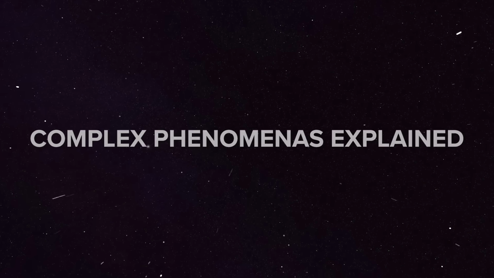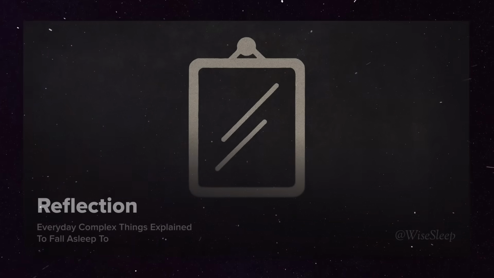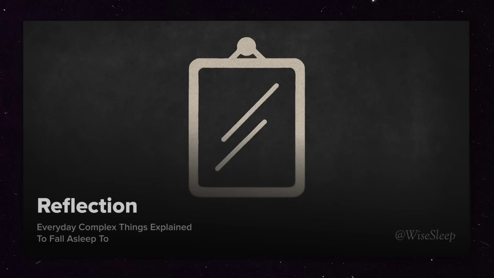Complex phenomena explained. Reflection. You see your face in the bathroom mirror each morning. That's reflection in action. Reflection happens when light hits a surface and bounces back. This is how mirrors, windows, and still water can show an image of whatever's in front of them. The surface needs to be smooth so the light bounces off evenly and returns a clear picture to your eyes. In a mirror, the light rays come straight from you, hit the glass, and bounce directly back. That's why your reflection matches your movements in real time.